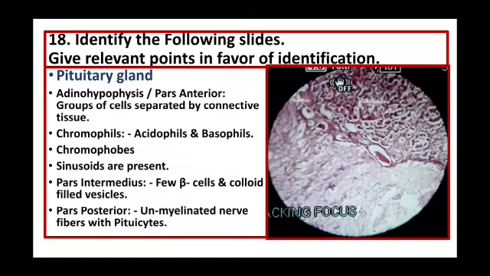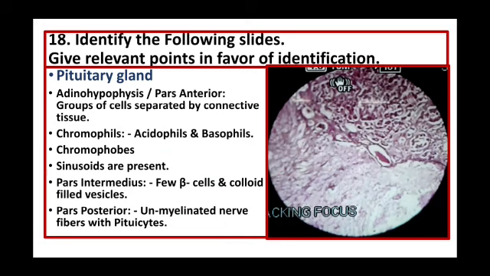So the given slide is that of pituitary gland. So pars anterior, also called adenohypophysis. Here it contains groups of cells separated by connective tissue. It also contains sinusoids. So these cells can be either chromophils or chromophobes. In case of chromophils, it can be acidophils or basophils.